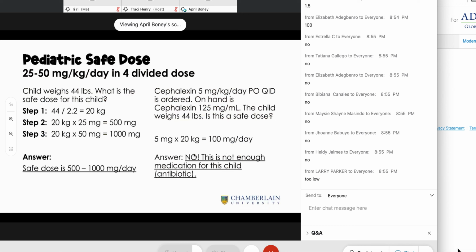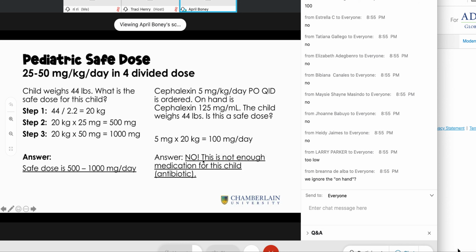So our safe dose was 500 to 1,000 because we pulled this off the label. But when we calculated our order, 5 milligrams per kilogram is 100 milligrams per day. This is not enough medication.